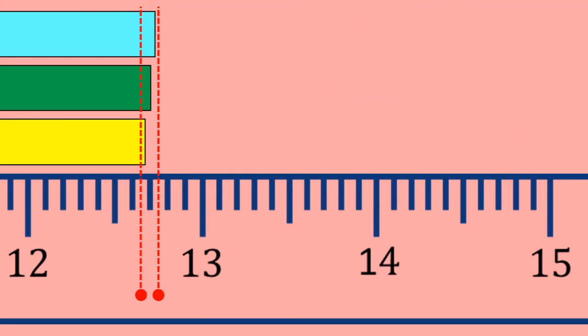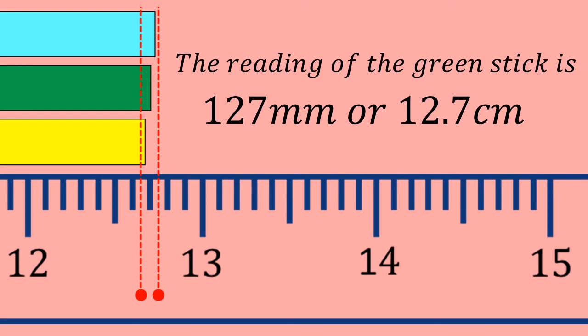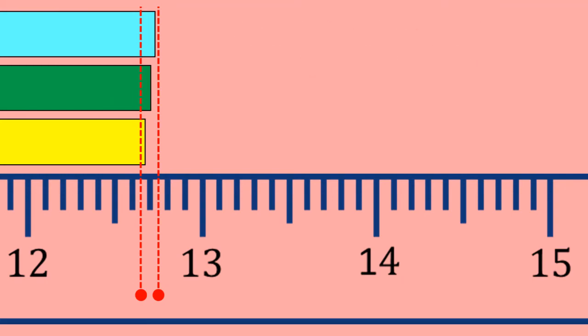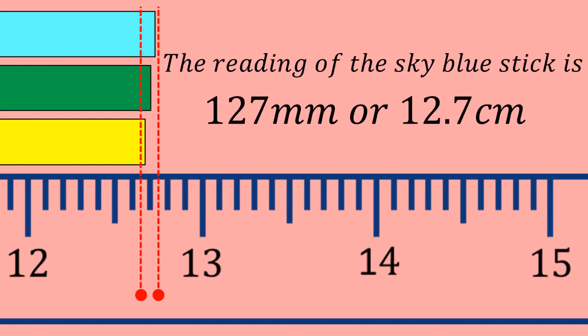Now let's take the reading of the green stick. Since the green stick exactly coincides with 127 millimeter, therefore the reading of the green stick is 127 millimeter or 12.7 centimeters. Let's take the reading of the sky blue stick. The sky blue stick did not touch the midpoint between 127 millimeters and 128 millimeters. Therefore, the reading is confined to 127 millimeter, or in centimeter the reading is 12.7 centimeters.